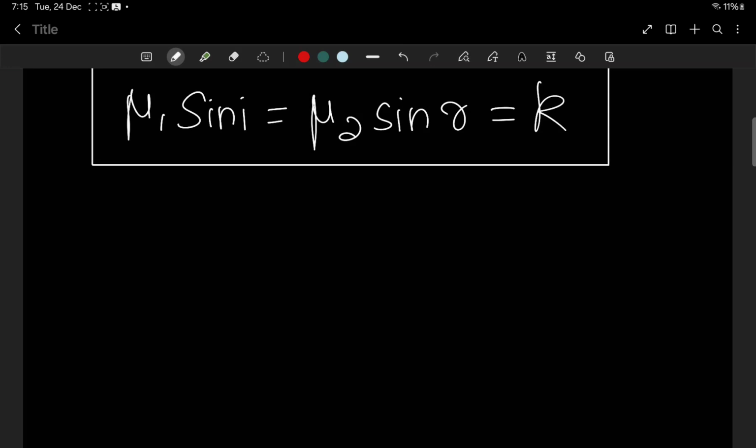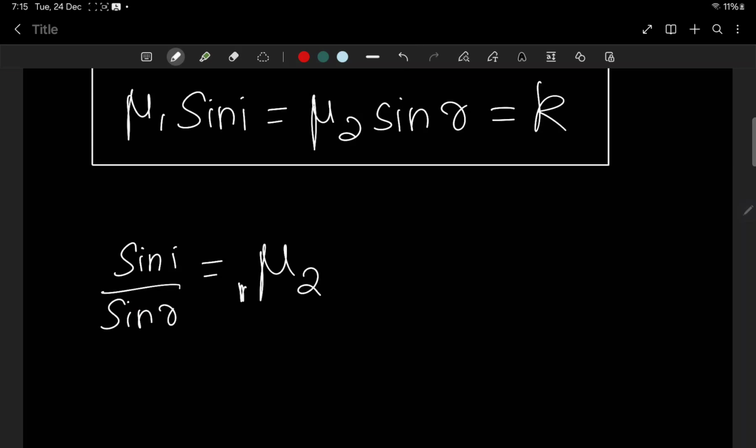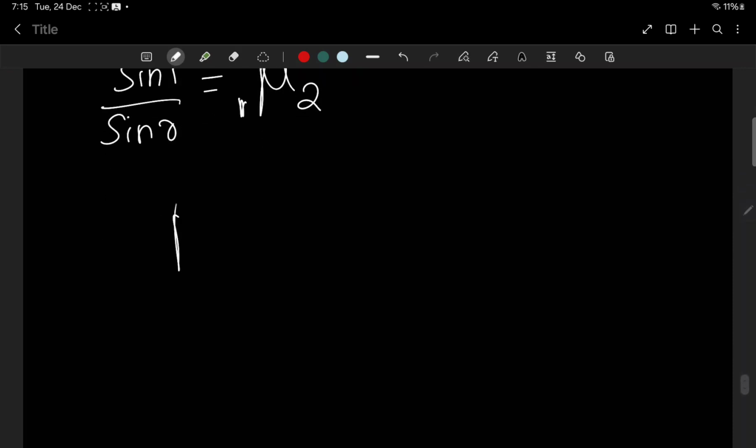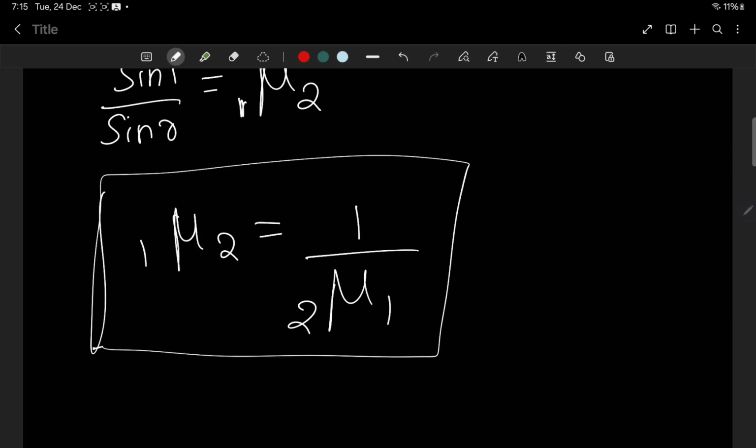Now we will be doing something. You know that sin i by sin r is equal to mu 2 with respect to 1. So mu 2 with respect to 1 can also be written as 1 by mu 1 with respect to 2, the refractive index of medium 1 with respect to 2. It's a reciprocal relationship. This is also important.